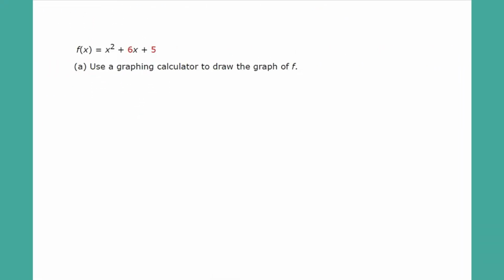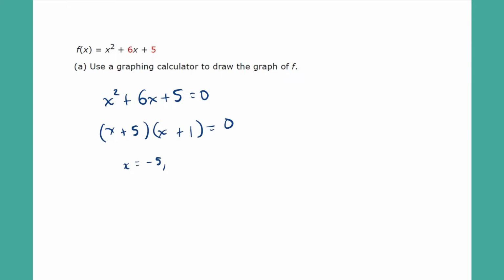This next one, same directions. This time, this is a quadratic, which means the graph will be a parabola. For a parabola, I would recommend that you set it equal to 0. That's how you find the x-intercepts. And then you factor it. In this case, it's going to be x plus 5, x plus 1, which means the two zeros are -5 and -1. Those are our x-intercepts.